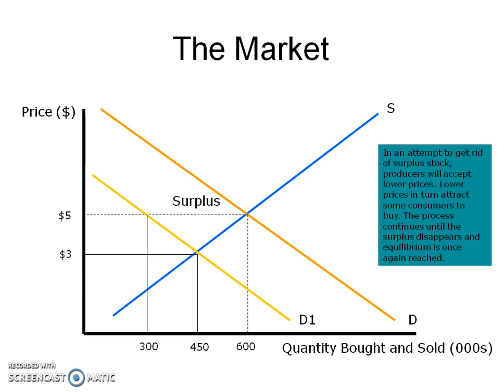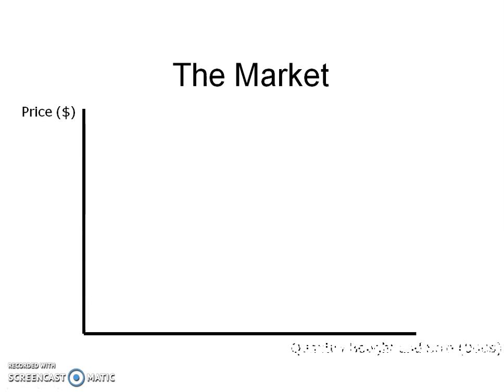Conversely, if something were to happen that shifted demand out, what we would see is that there would be upward pressure on price as more people demanded the product, resulting in a higher price as well as a greater quantity bought and sold. Once again, we'll look at our market model.